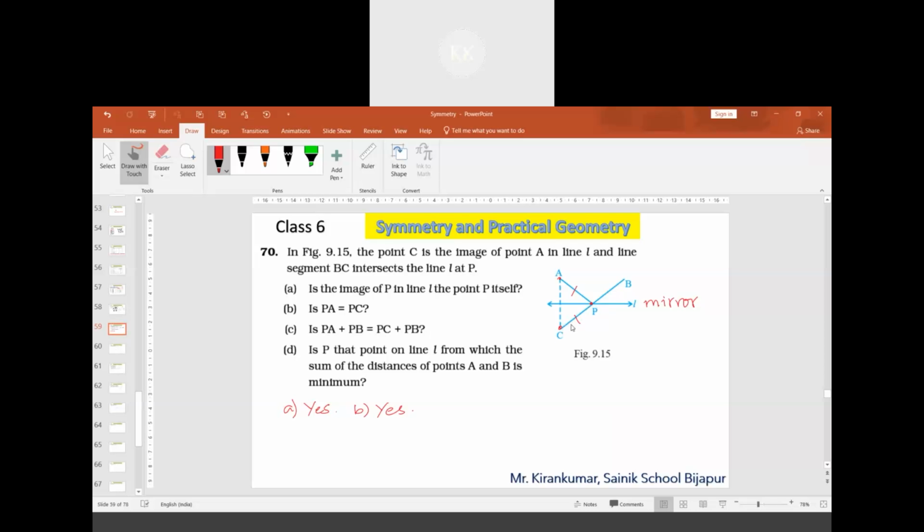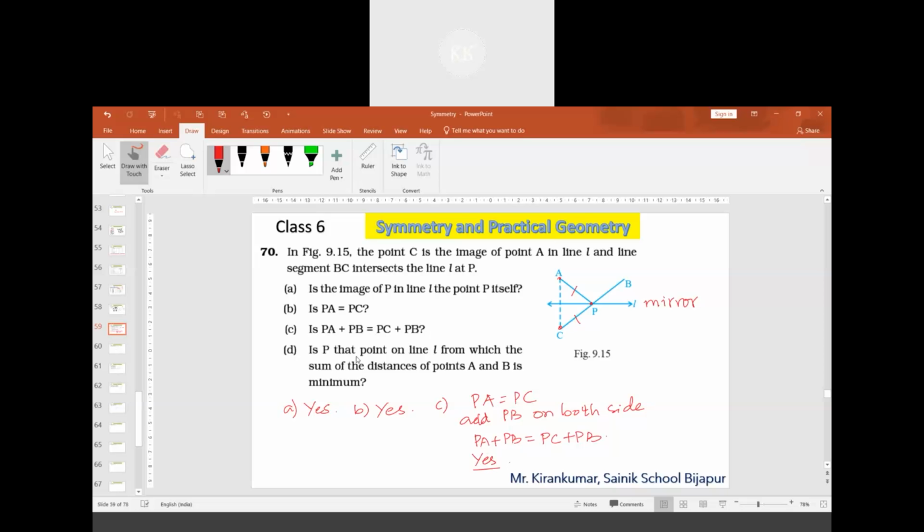Whenever you have PA equal to PC, we can add PB on both sides. If we are adding PB on both sides, we get PA plus PB equal to PC plus PB. So they are equal.